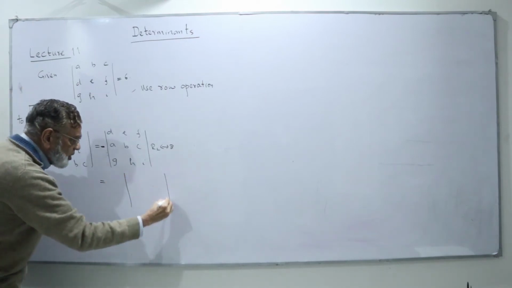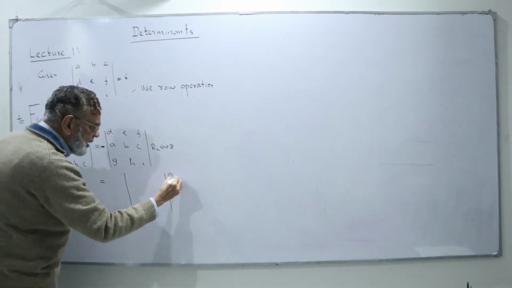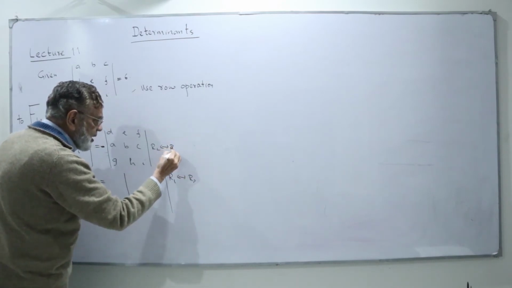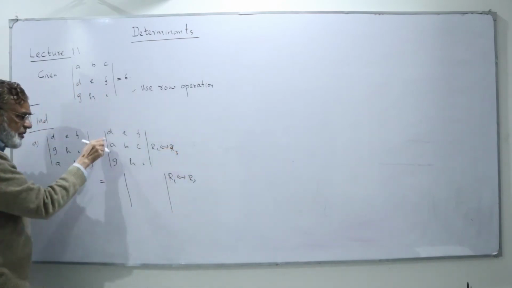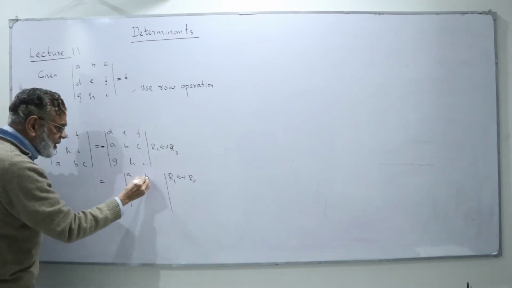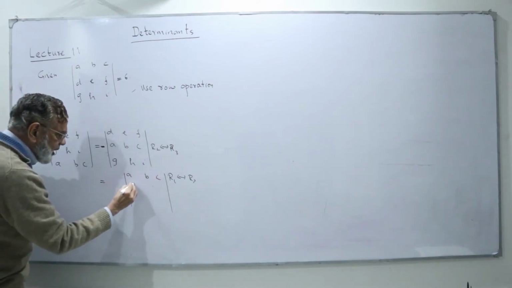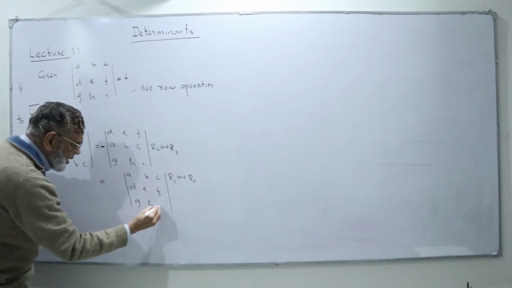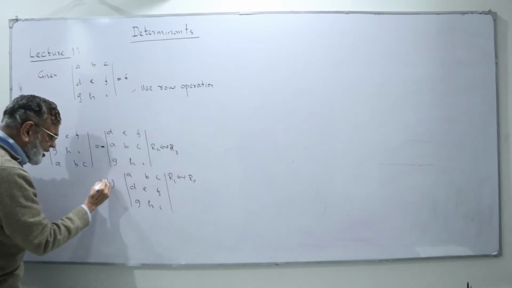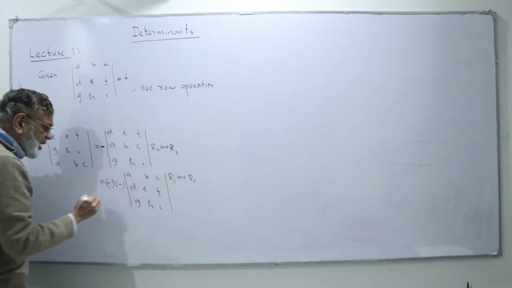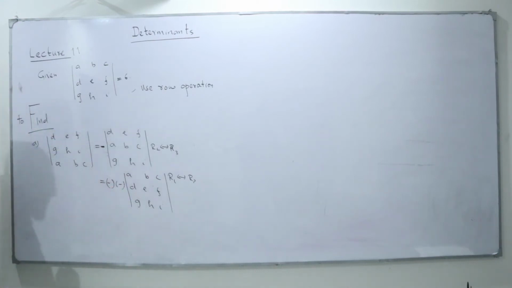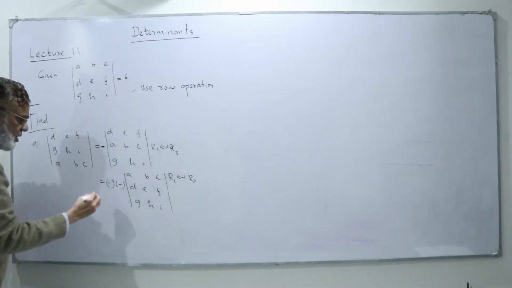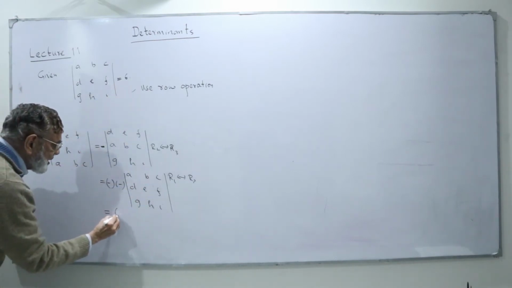I interchange row 1 and row 3, so I get row 1 becomes A, B, C, row 2 becomes D, E, F, no change in row 3, G, H, I. But I was having a minus sign, and interchanging two rows, I get one more minus sign. So this minus 1 becomes plus, and the value of the determinant is 6, so the result of this one is 6.